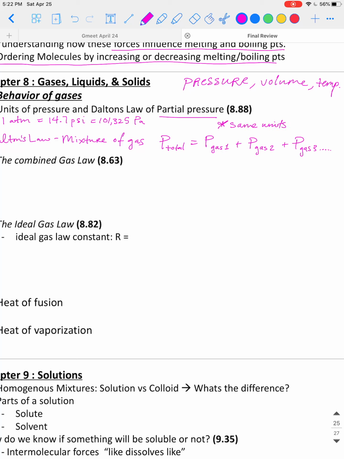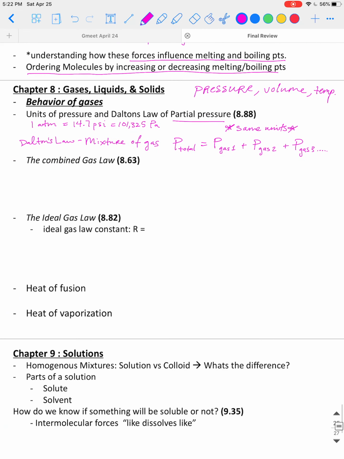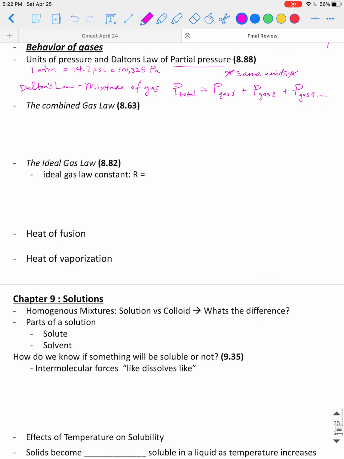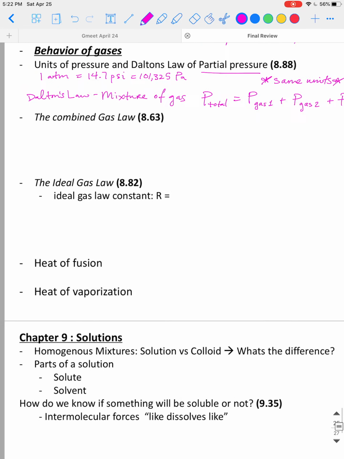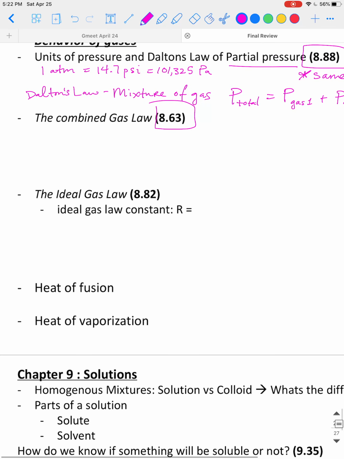But anyways, the key thing here for Dalton's law is that you have the same units on all your numbers before you add them up, okay? Or subtract them off from the total. Okay, the combined gas law.